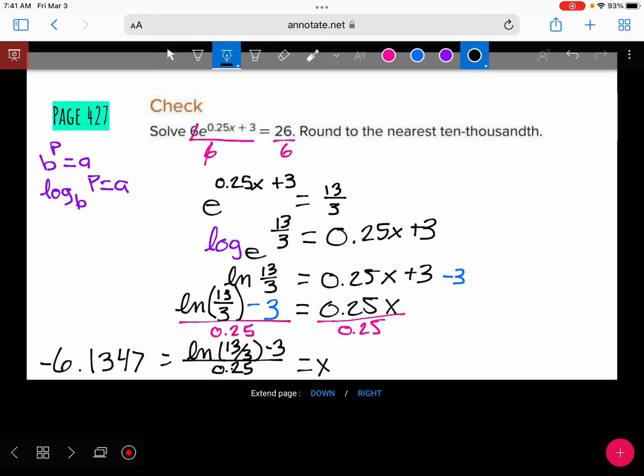Questions on these ones where we're using our natural log now to solve? It's the same process that we did with our common logs. We're just a little more skilled in our calculator usage now.